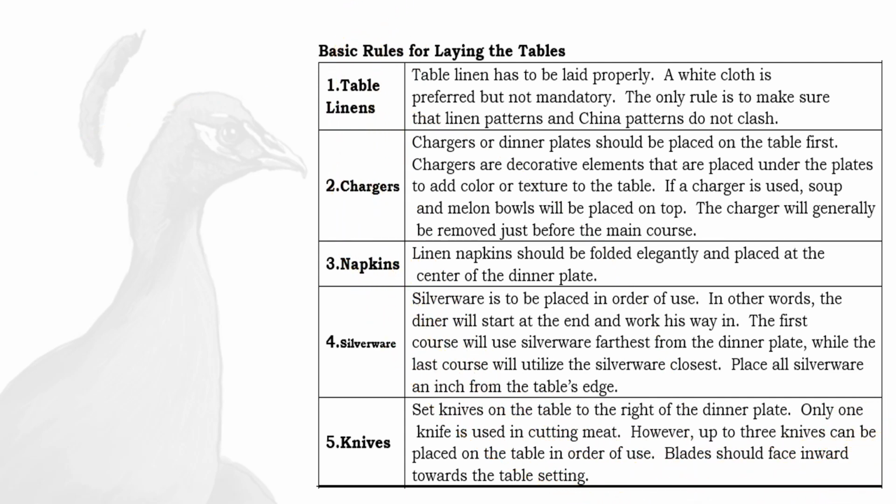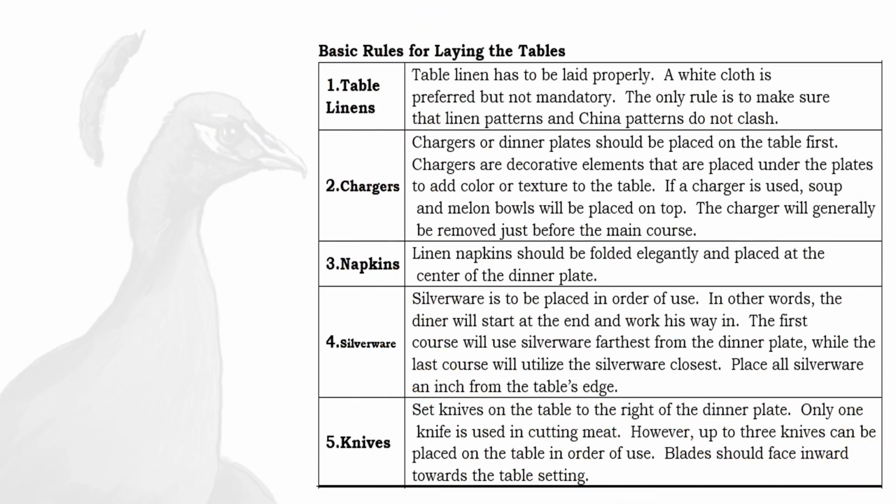Number 3, napkins. Linen napkins should be folded elegantly and placed at the center of the dinner plate. Number 4, silverware. Silverware is to be placed in order of use. In other words, the diner will start at the end and work his way in. The first course will use silverware farthest from the dinner plate, while the last course will utilize the silverware closest. Place all silverware an inch from the table's edge.